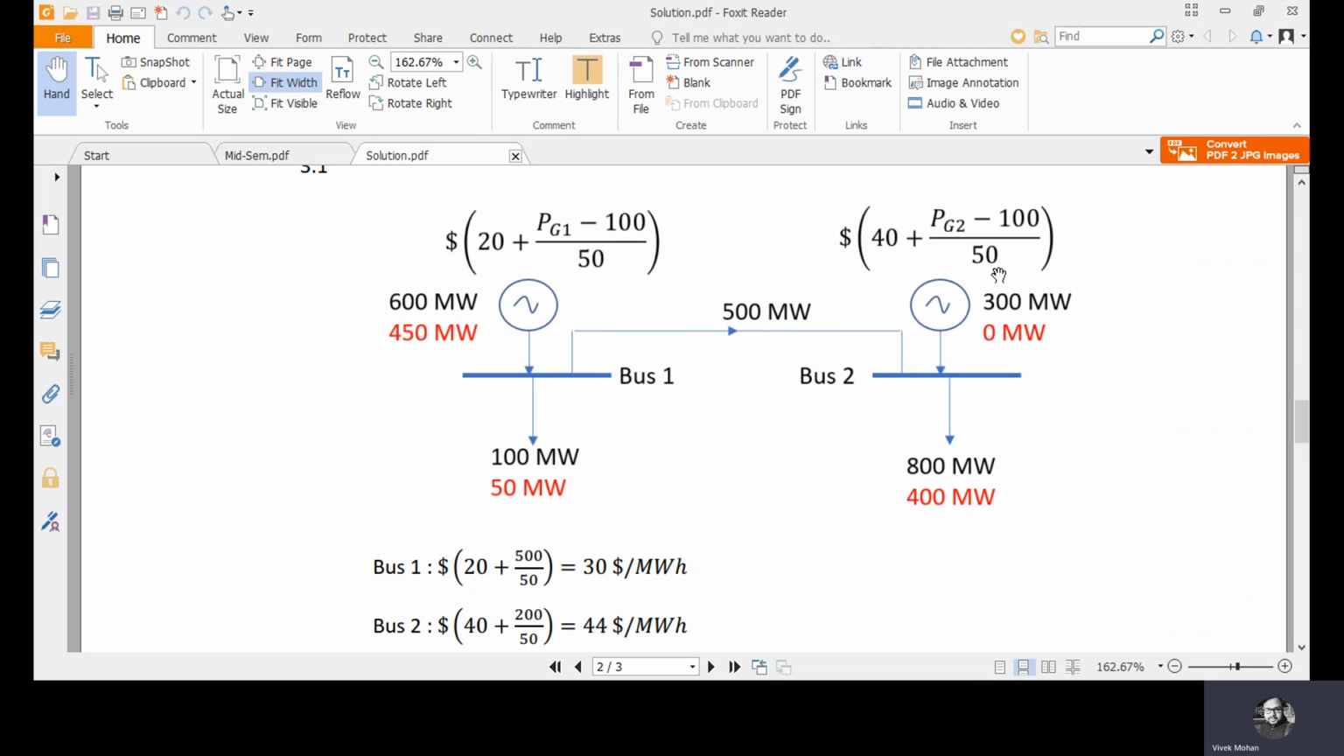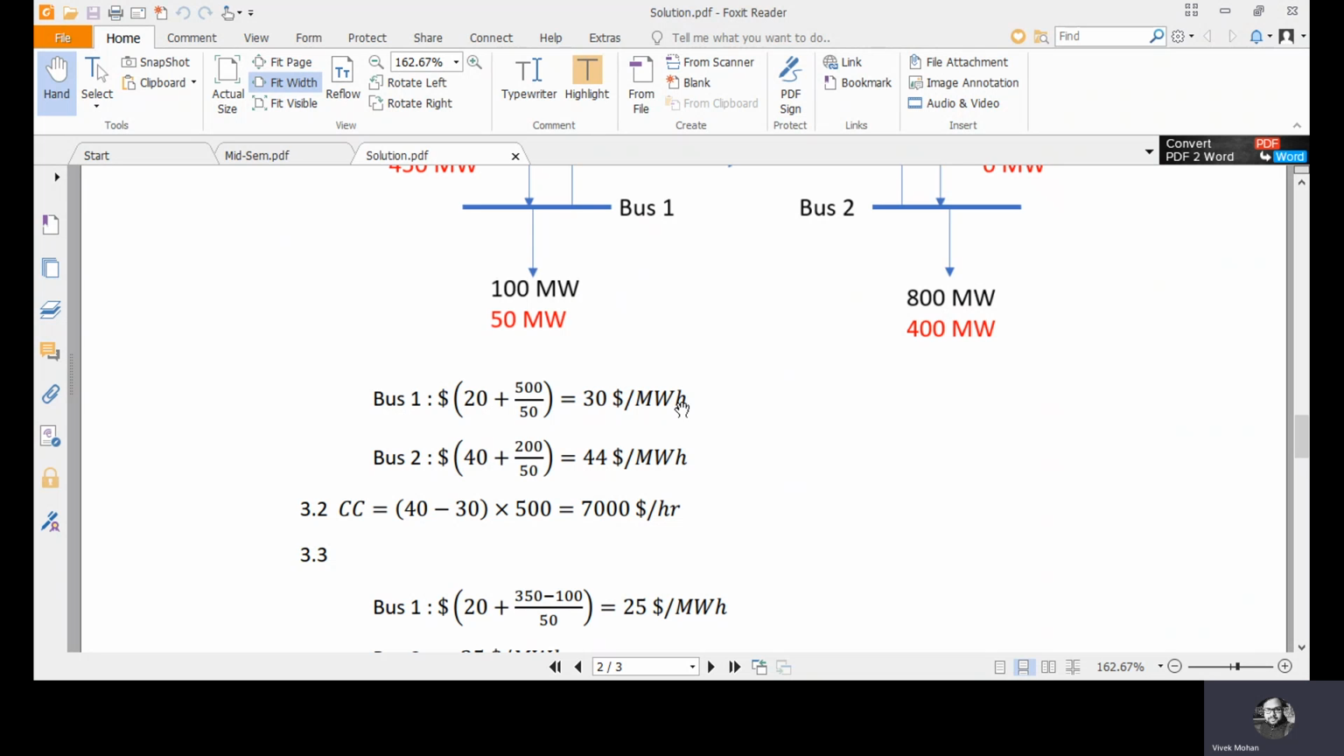So when substituting this 300 in PG2 and 600 in PG1, you will get the locational marginal price, LMP, for bus 1 and bus 2. That is 20 plus (600 minus 100) is 500, 500 by 50 is 10, so 20 plus 10 is $30. $30 is the LMP at bus 1. And here it is 40 plus (300 minus 100) is 200, 200 by 50 is 4, so 40 plus 4 is $44. $44 at bus 2 is the LMP. So bus 1 LMP is $30 and bus 2 LMP is $44 per megawatt hour.